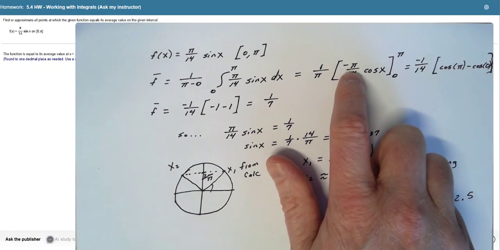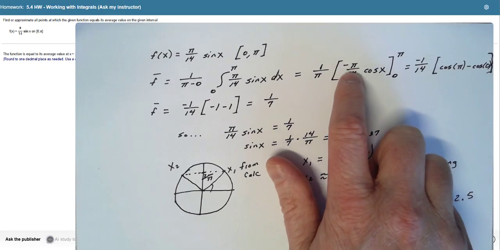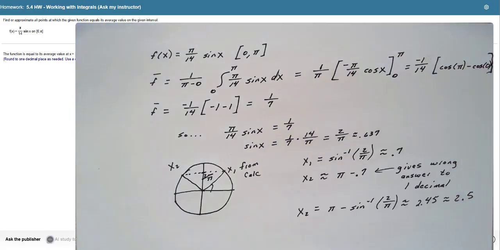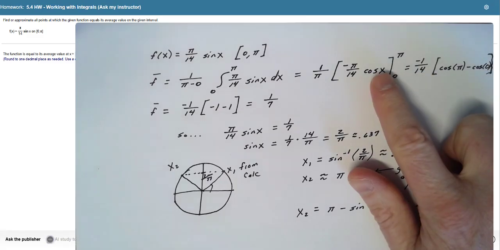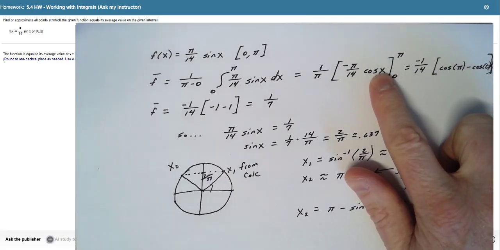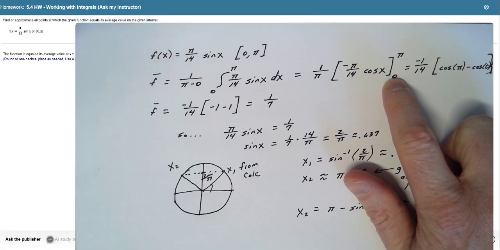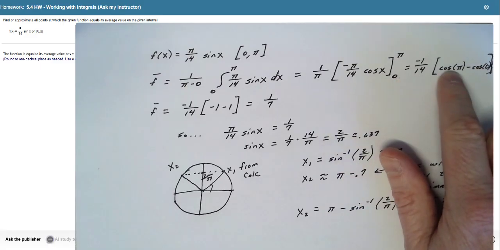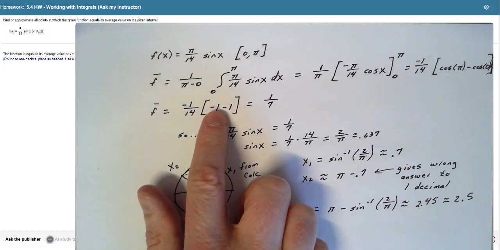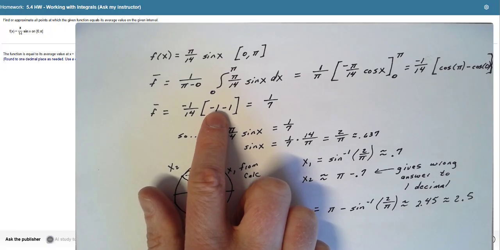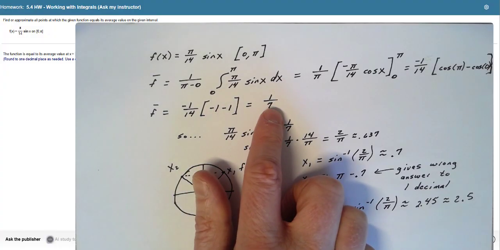What I went ahead and did is simplified my two coefficients. The pi canceled out, and then I was left with negative 1 over 14 after that. I'll have that negative 1 over 14 multiplied by the cosine of pi minus the cosine of 0. Well, we know that the cosine of pi is negative 1, cosine of 0 is 1. So that's where this next step came from. Our average value of the function is negative 1/14 times negative 2. So that ended up giving me 2 over 14, which reduced down to 1/7.